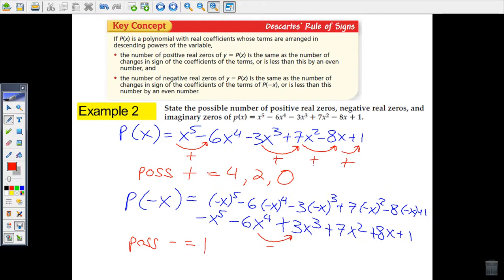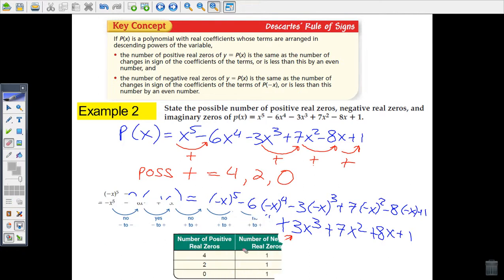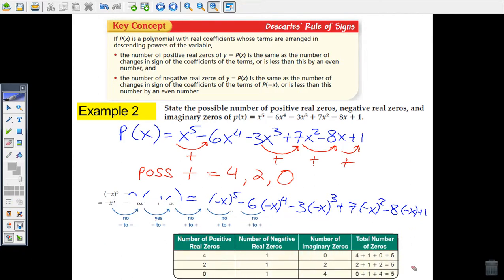Okay, so then you can state the possible ones. There's either 4 positives and 1 negative, and that's actually about it. So you can make a table out of all of this as well. I think I have one lurking here.